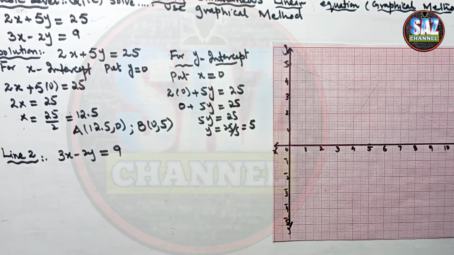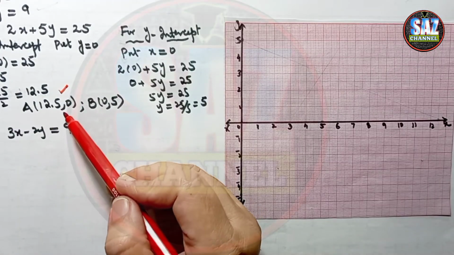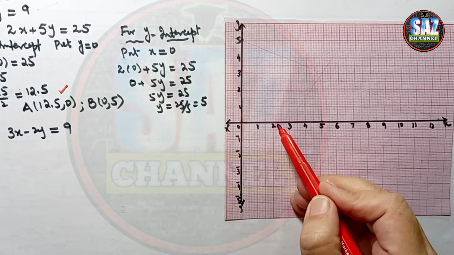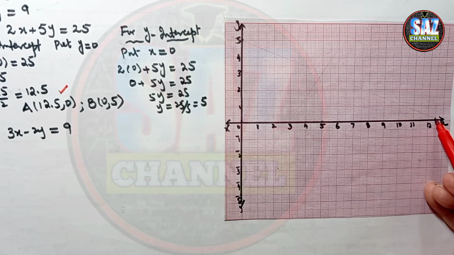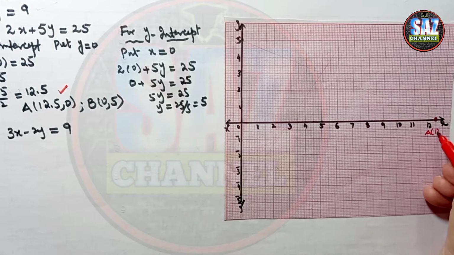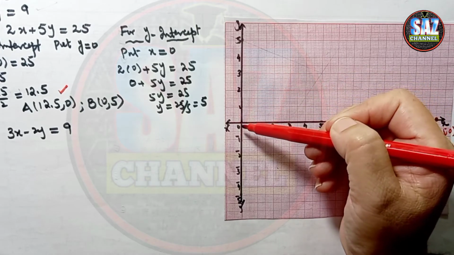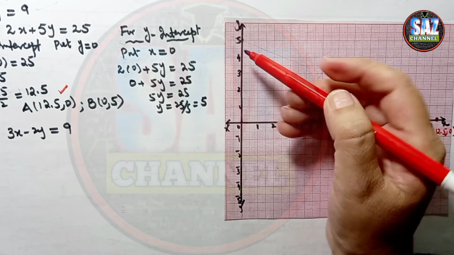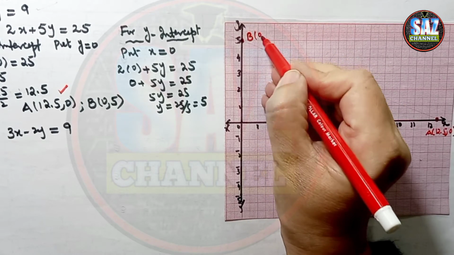We have to mark these 2 points on the graph paper in order to get the line. The first point is A, 12.5 with 0. So I have to move and come on the x-axis at 12.5. This is 12, and right in between 12 and 13 I have 12.5. The second point is 0 with 5. As the x value is 0, it will be on the y-axis. This is the second point, B, 0 with 5.